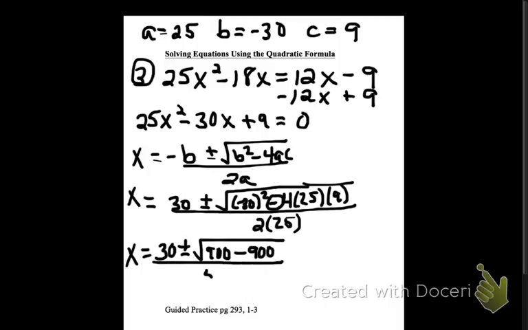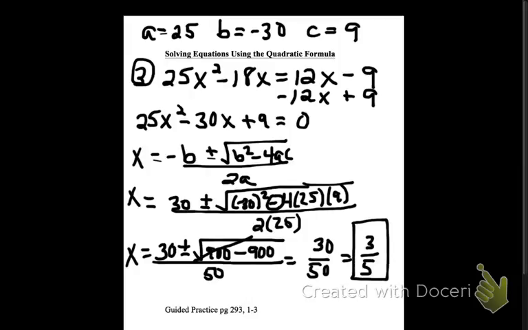All over 50. Nice part about this is everything under the square root cancels. So I simply have 30 plus or minus 0, which I don't need to write, over 50, or 3/5. Now you might take a second and think, how do I only have one solution? We know with the quadratic I should be getting two solutions. This is the case of a repeat solution, and 3/5 would be your vertex.